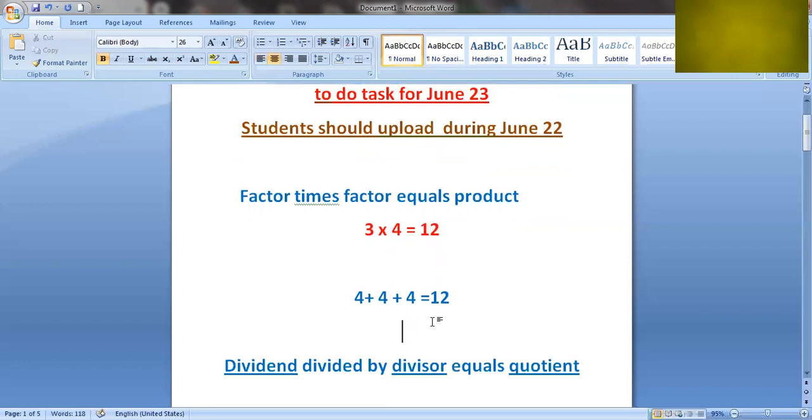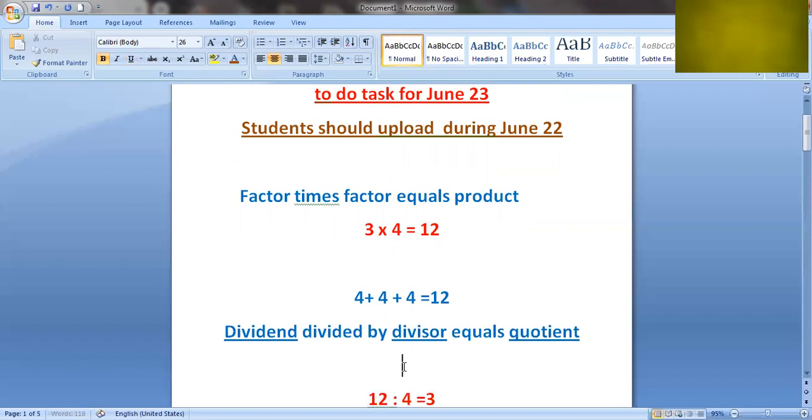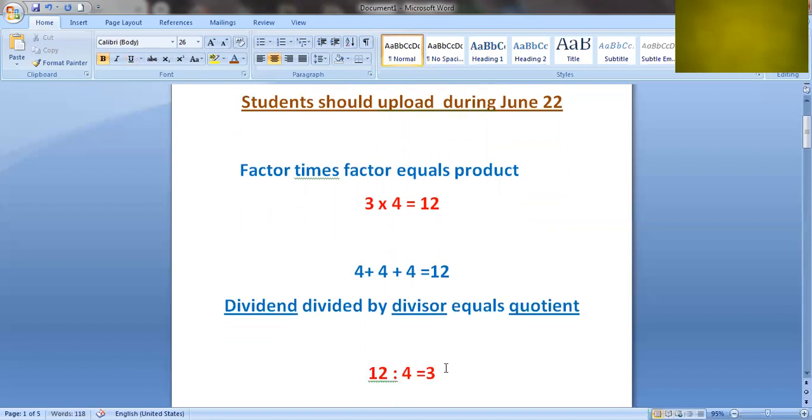Now, vocabulary for division. Dividend divided by divisor equals quotient. In this example, 12 is the dividend, the big amount. 4 is the divisor, how many groups we form, and 3 is the quotient, meaning how many elements in each group.